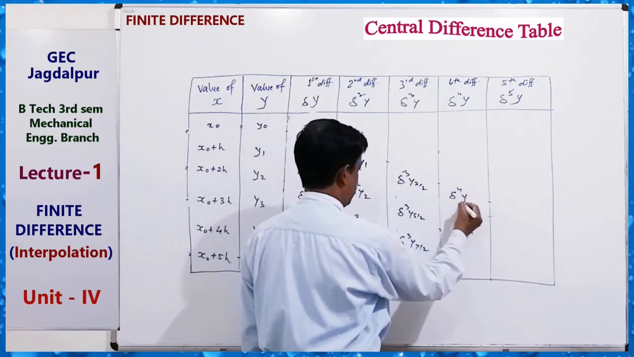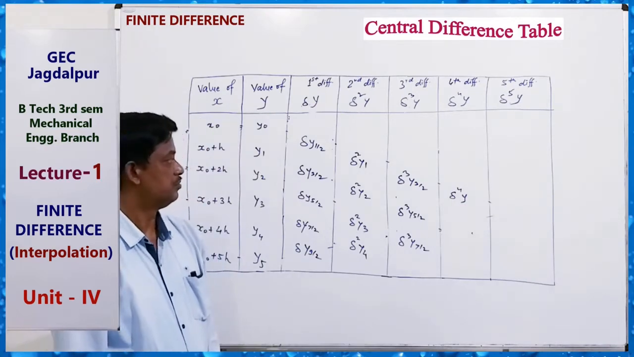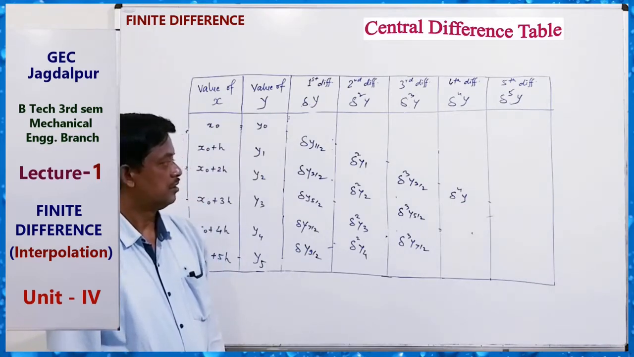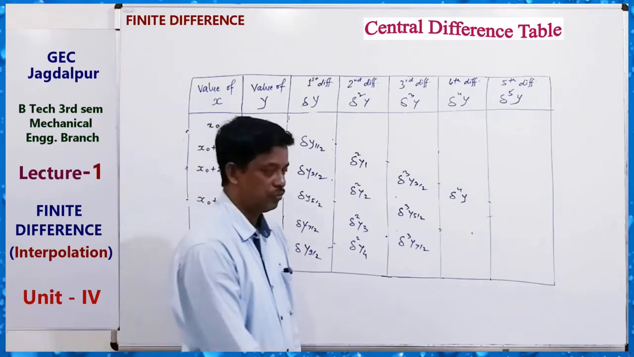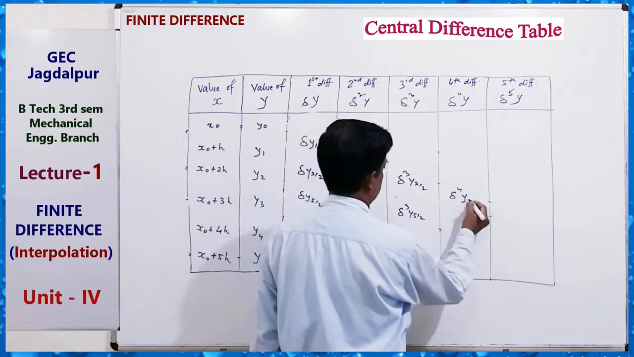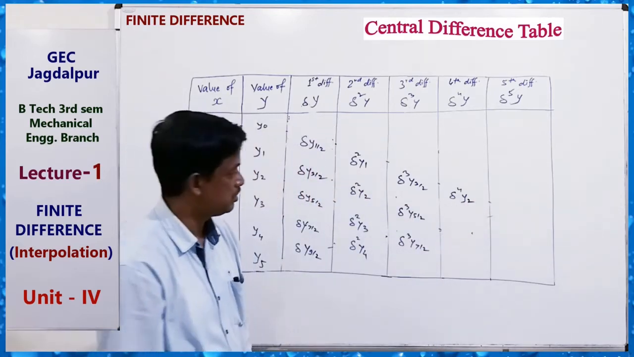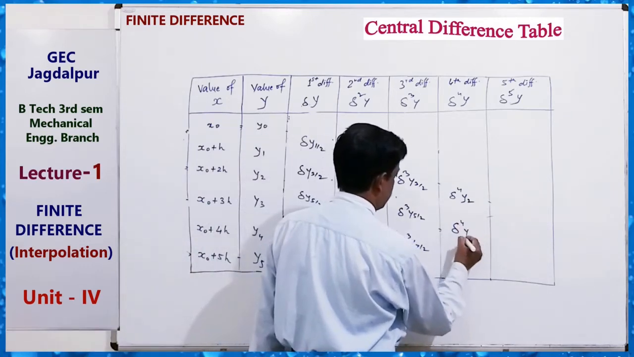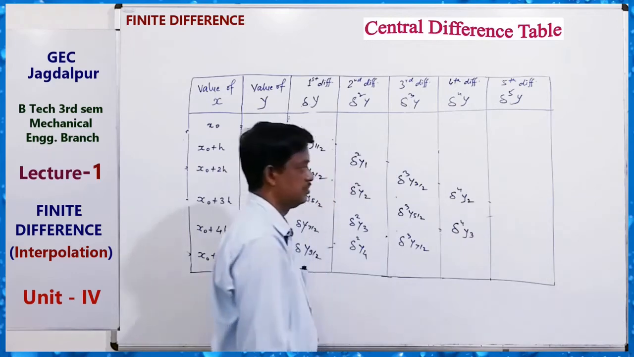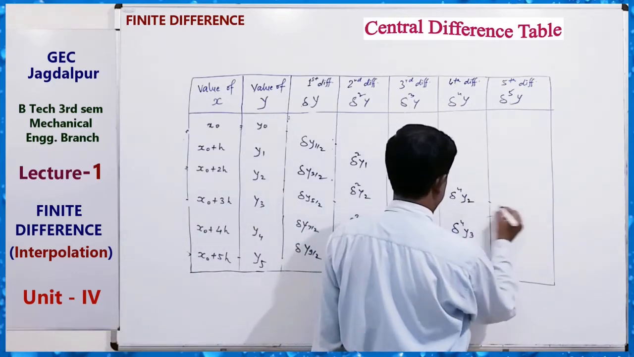Here, 5 by 2, 3 by 2. 5 plus 3, 8, 8 by 2 means 4. 4 by 2, 2. This will be 2. Here also 7 and 5, 12, 12 by 2, 6, 6 by 2, 3, 3. Delta 4, y 3. And here delta 5 in between.